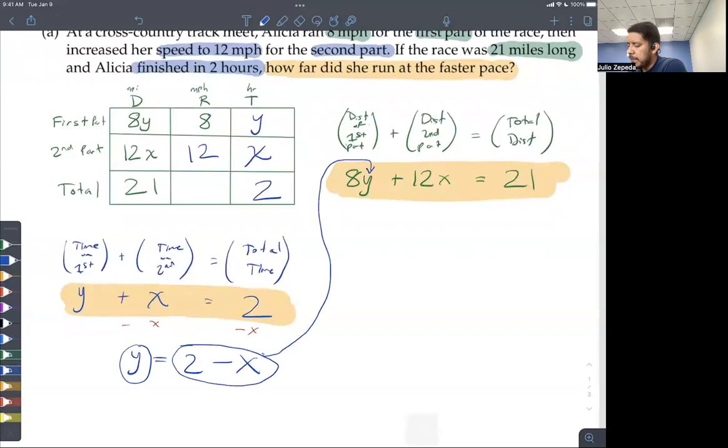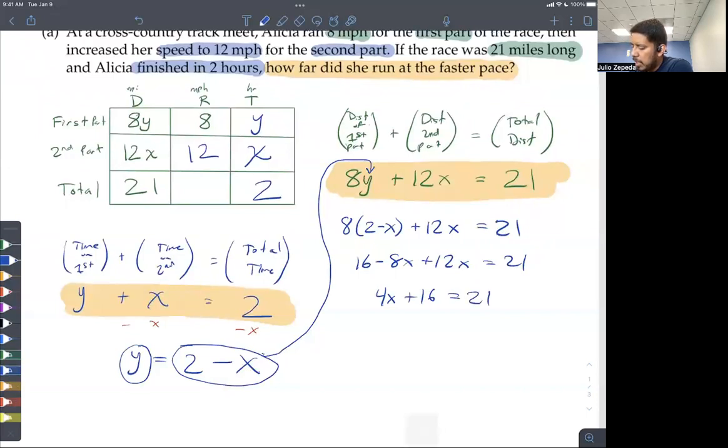And so I get 8 times y, which is now 2 minus x. If I distribute, I get 16 minus 8x plus 12x equals 21. And then combine like terms, the negative 8 and the 12 give us positive 4. And subtracting 16 on both sides gives us 5. And then dividing by 4 on both sides gives us x is equal to 5/4.